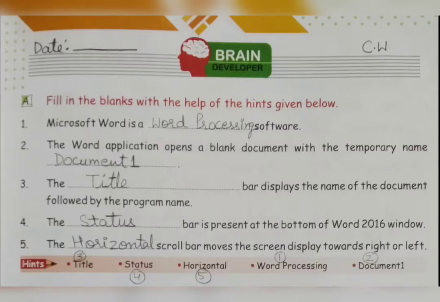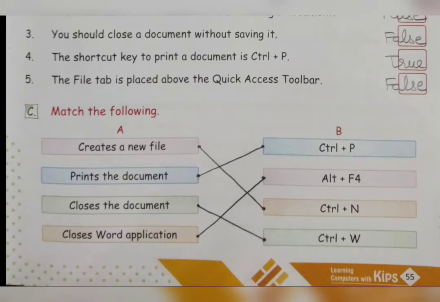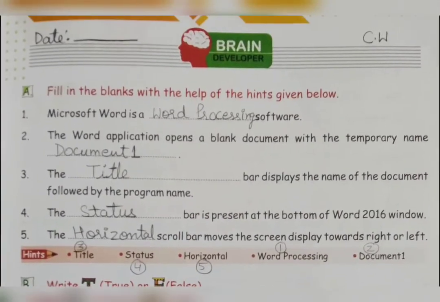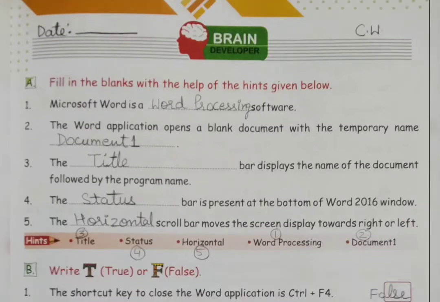So, class 2, last time we discussed chapter number 6, that is using MS Word 2016, right? And today we are going to do the back exercise. Everyone, please open your computer book and open page number 55. We will start with the back exercise. You have to do the back exercise in the computer book, and then the question answers you will write in the computer notebook, right? So let's start. Students, on page 55 of your computer book we will do the chapter 6 back exercise.